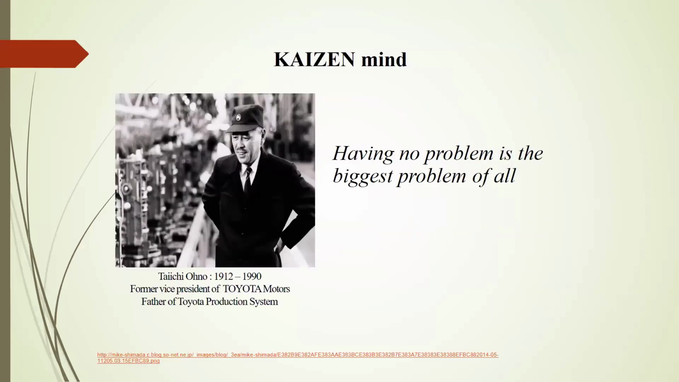Taiichi Ohno, the former vice president of Toyota Motors, said having no problem is the biggest problem of all. You will all agree with me. We all have issues. We all have gaps. We all have challenges in our sections, in our departments, in our facilities. So you can also agree with me that not all of us have reached our targets. We all have targets in different indicators, in different programs. Not all of us are at 100% or the percentage that we are supposed to be. So we all have issues. There are challenges that have made us not reach where we are.